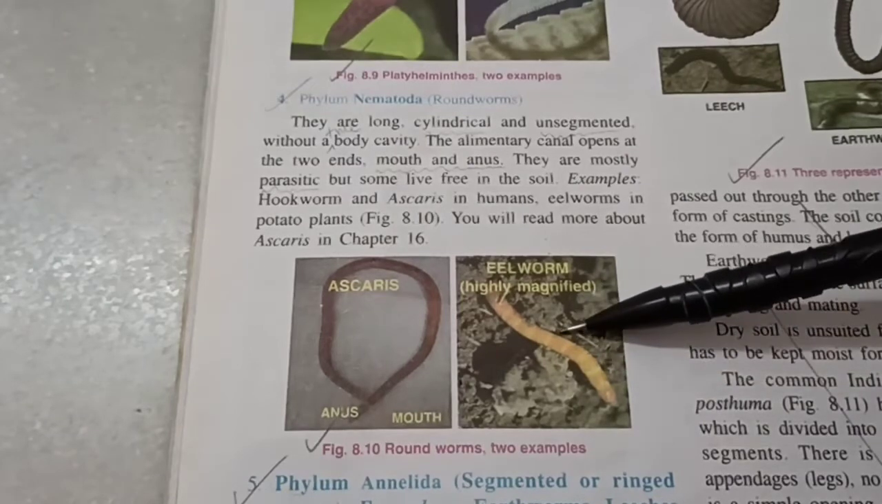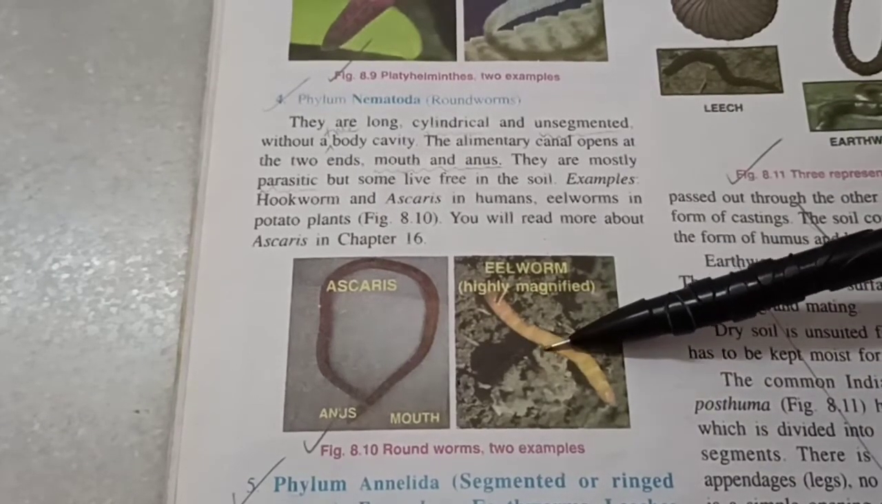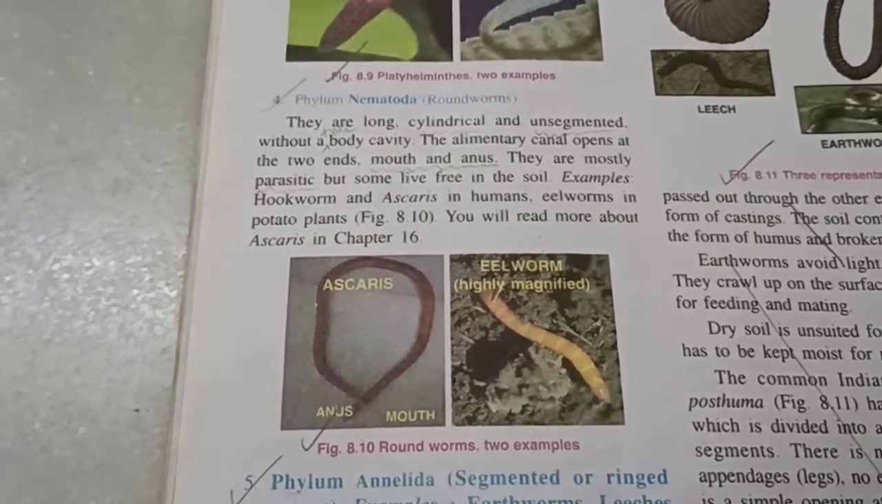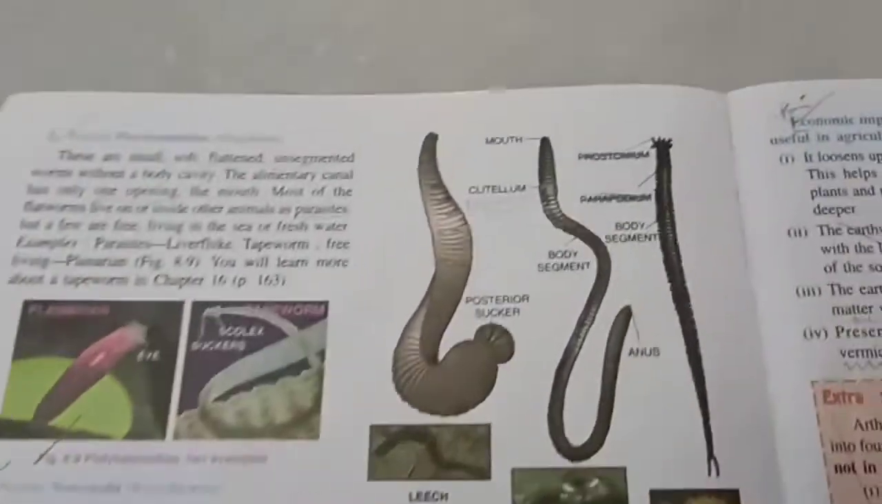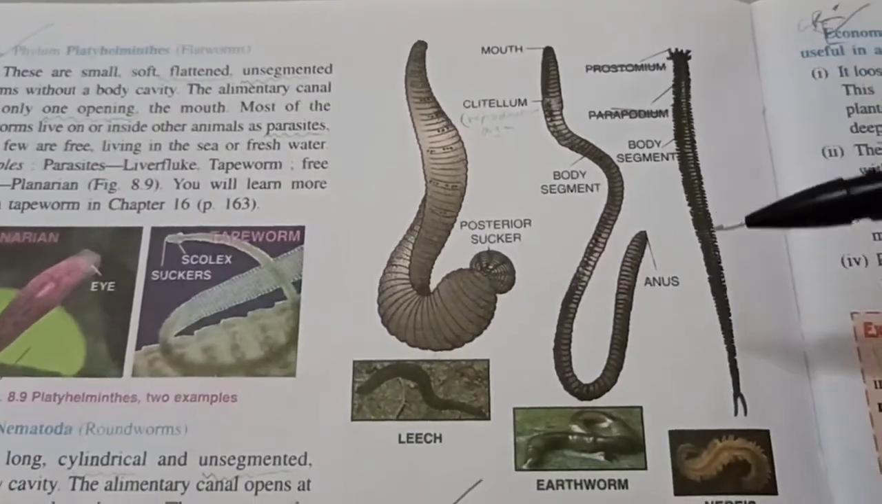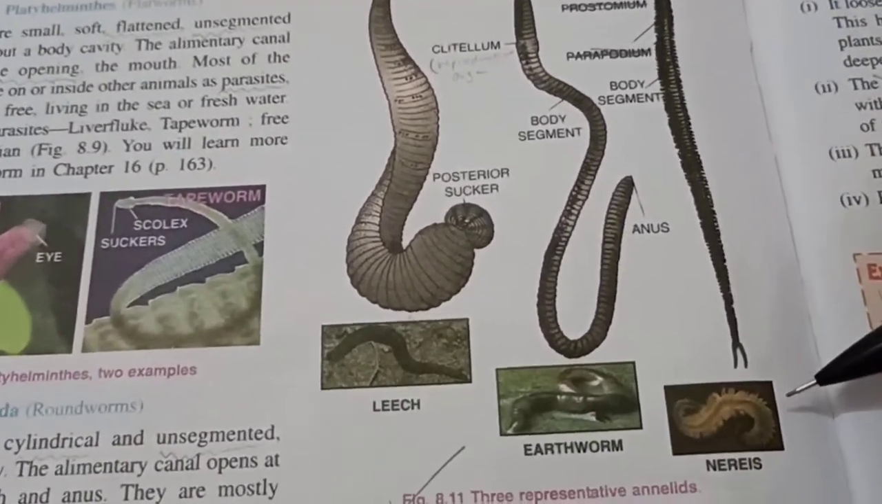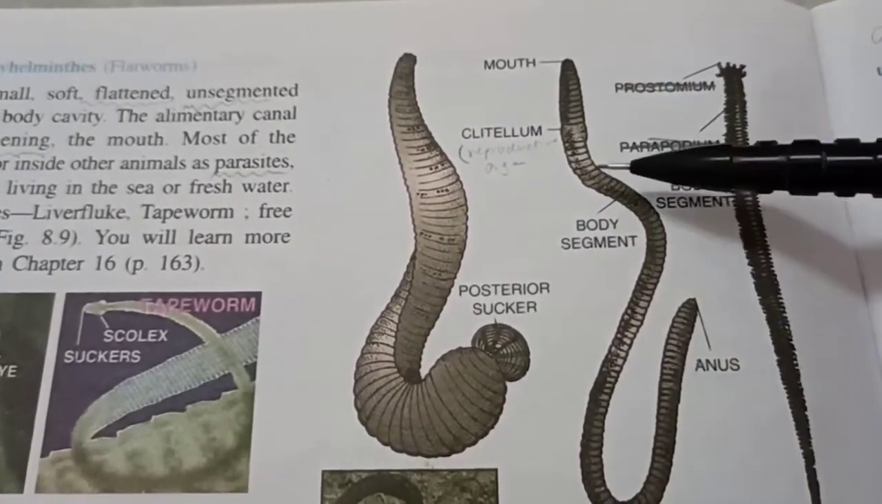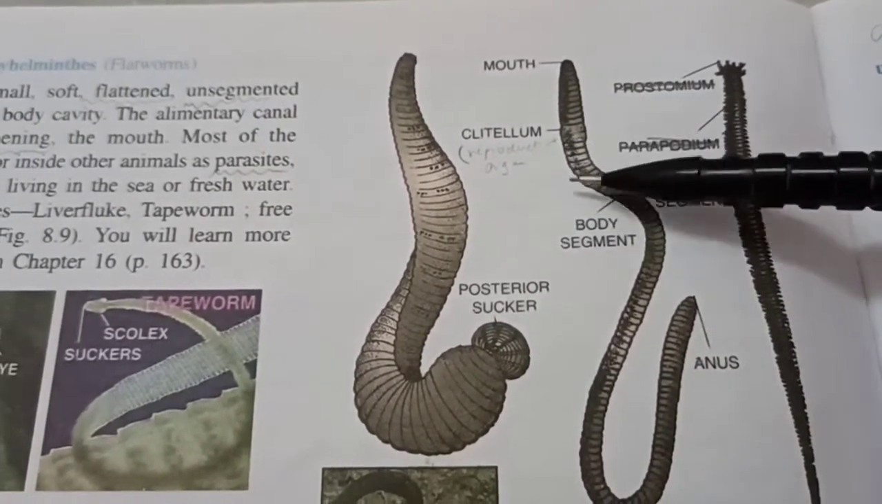Examples are eelworm, ascaris, hookworm. Again, some are parasites and some are not. And finally, the segmented worms. Look at Nereis, how beautiful this insect is. And the earthworm, it has a separate anus and mouth, of course. It has a reproductive organ called clitellum.